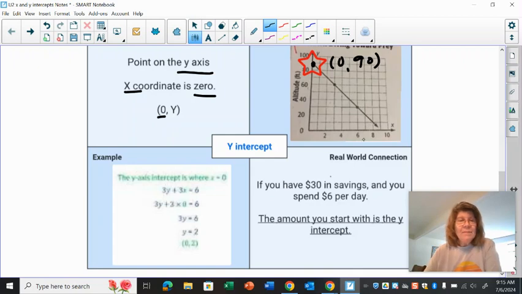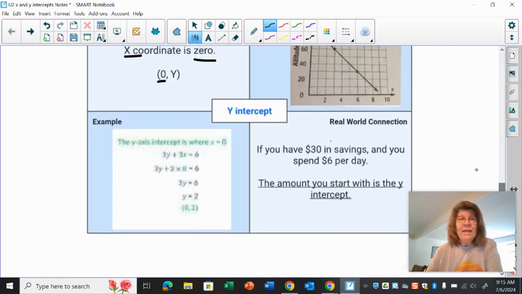Okay. So now we have the same idea. If you're going to try to find the intercepts algebraically, x is 0, all right, because I'm looking for the y-intercept. So x is 0, you substitute in for 0, 3 times 0 is 0, so that goes away, and you get 3y equals 6, divide by 3, and so you get y equals 2. And so you have an x-coordinate of 0 and a y-coordinate of 2. So that's your y-intercept.